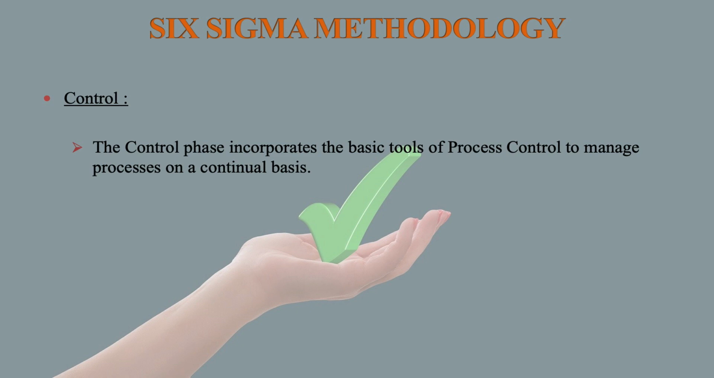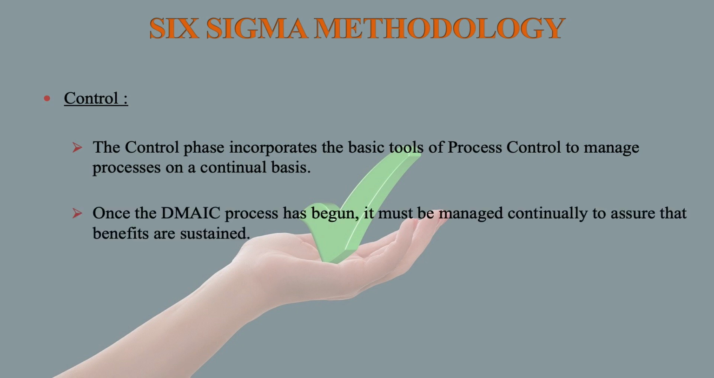The last one is control. The control phase incorporates the basic tools of process control to manage the process on a continual basis. Once the DMAIC process has begun, it must be managed continually to assure that benefits are sustained.